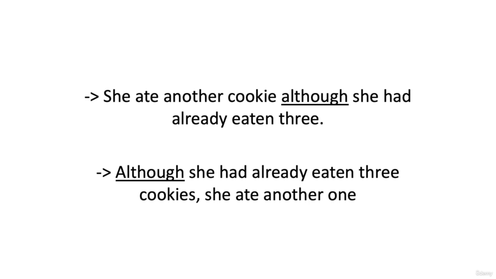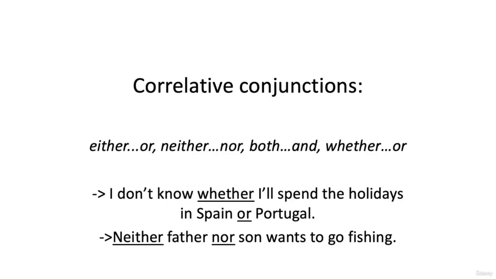Therefore, we must use a comma between the main clause and the dependent clause. Now, a correlative conjunction is a pair of words that work together to connect 2 grammatically equal parts of a sentence. Some examples of correlative conjunctions are either or, neither nor, both and, whether or.